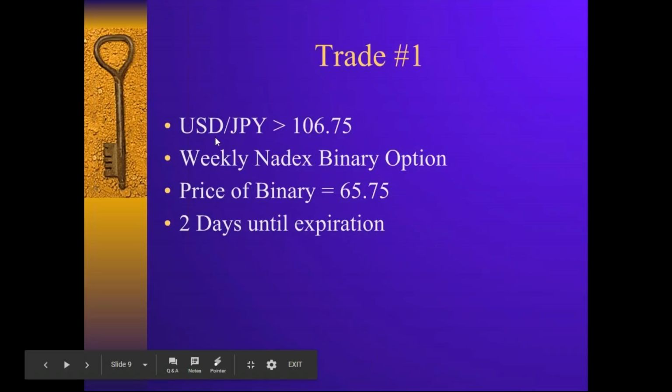So in our example, we had the US dollar JPY greater than 106.75. This is a binary options strike price that was on the weekly Nadex binary option platform. The price of this binary option was $65.75 with 2 days until expiration.